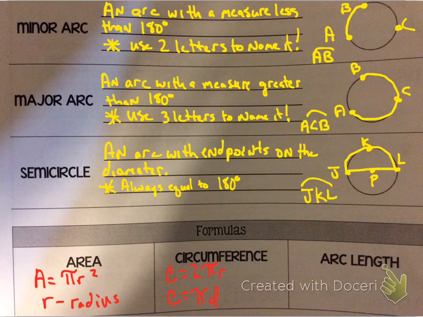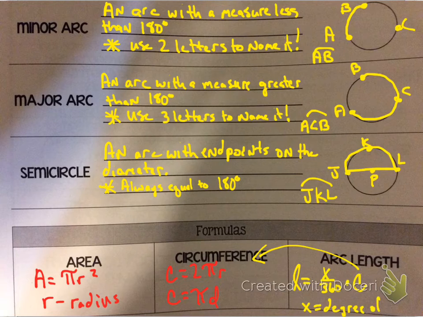Arc length. Now, how do I do arc length? We'll use L is equal to x over 360 times the circumference. So I'll put here C for circumference. So that would go back to this. In other words, it's x over 360 times 2 pi r, or pi times diameter, whichever one you want to use. X would be the degree of the arc. And we'll look at that later, but not today.